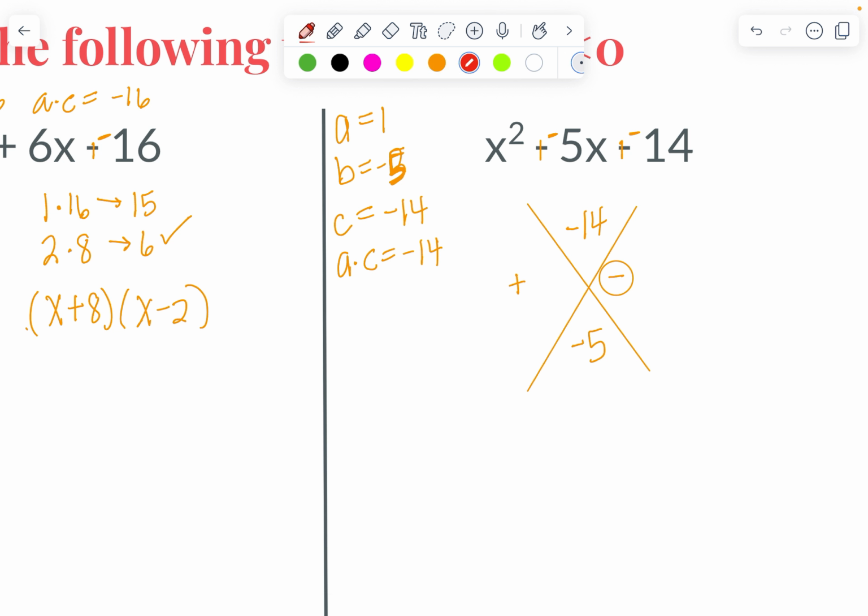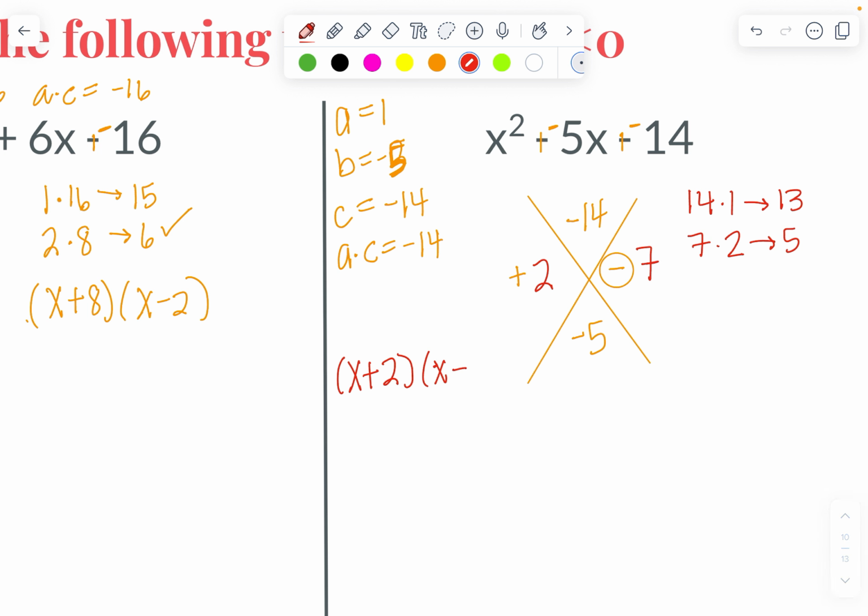So if I look at my factors of 14, I have 14 and 1. Well, those subtract to give me 13. 7 and 2. Those subtract to give me 5. So now I know my factors are 7 and 2, but I said the bigger one has to be negative in this case. So negative 7, positive 2. My final answer then is x plus 2 and x take away 7, or x plus negative 7.